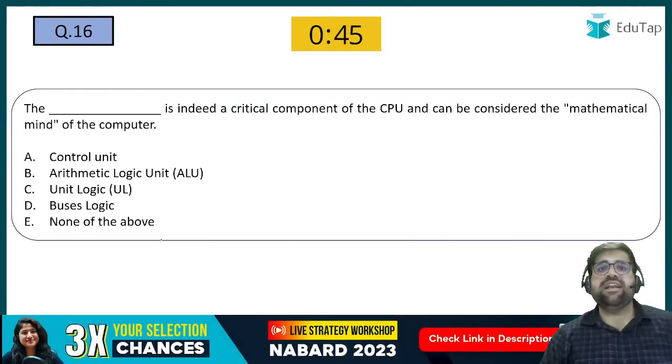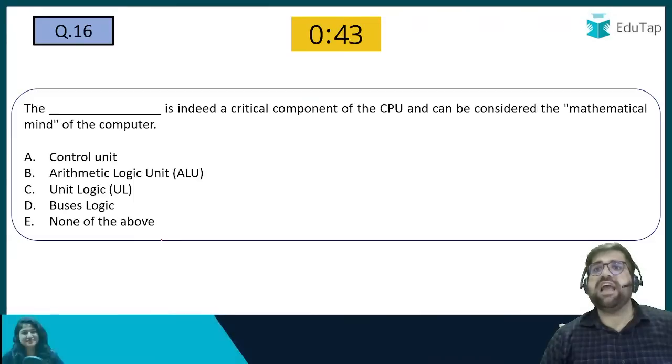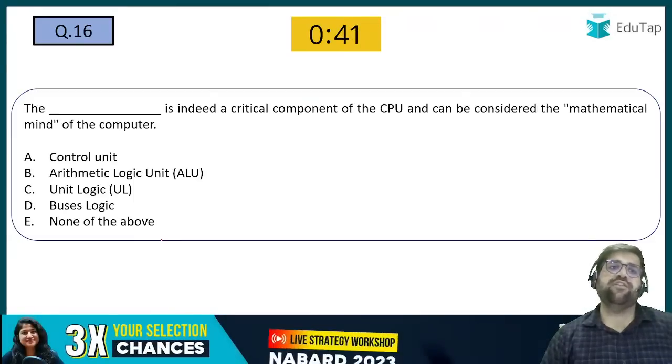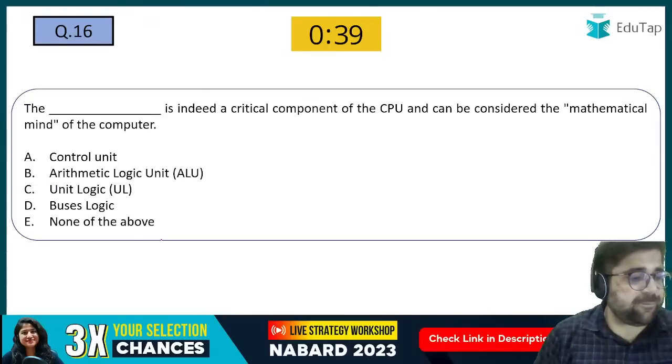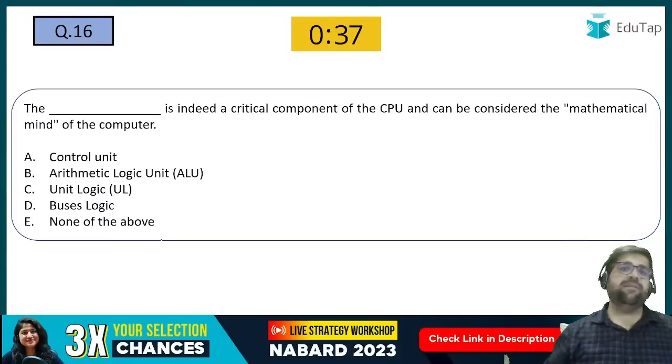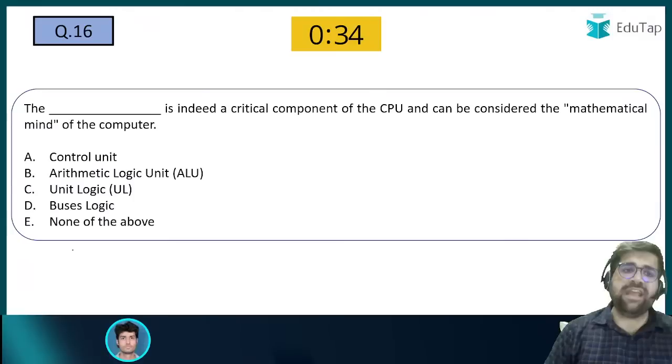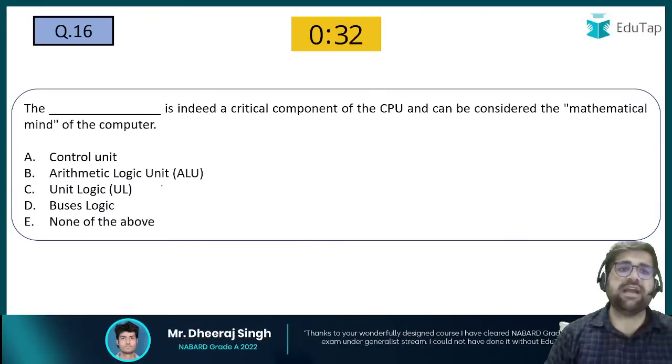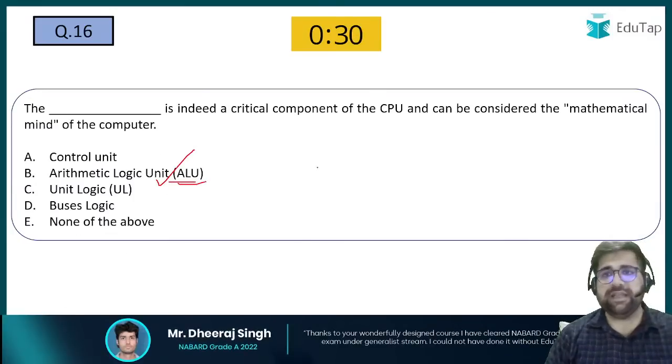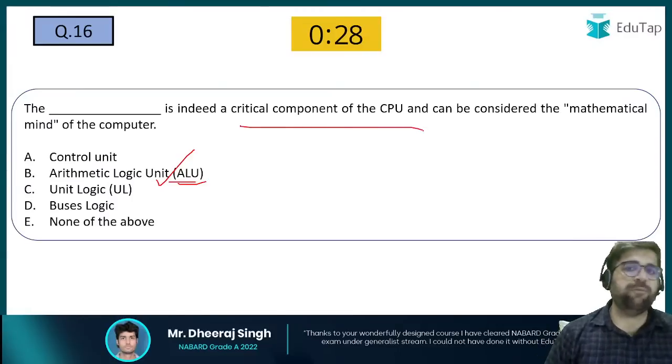Dash is indeed a critical component of CPU, and it can be considered as the mathematical mind of the computer. So when it is asking for the mathematical mind, there is only one, that is your ALU. And mind you, ALU is a component of your CPU only. So please remember, it is a critical component of CPU.